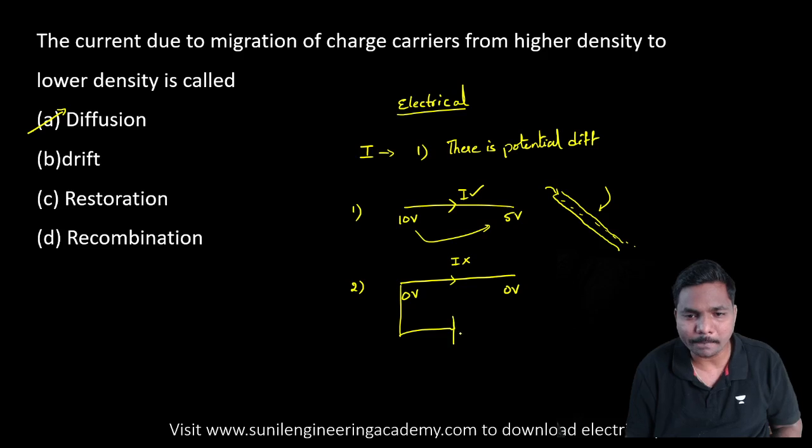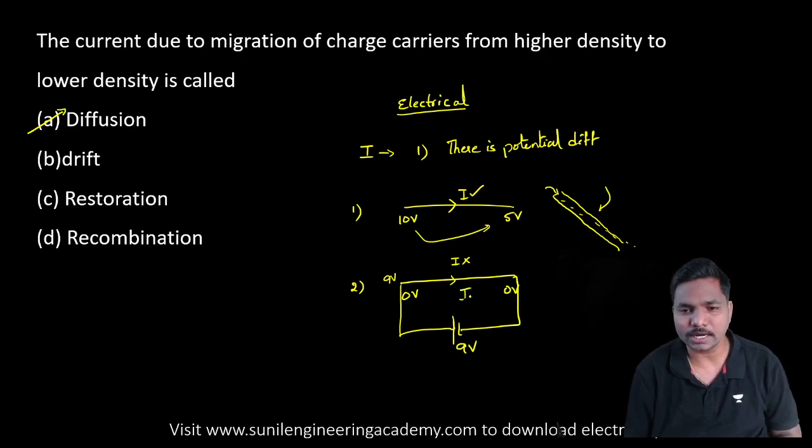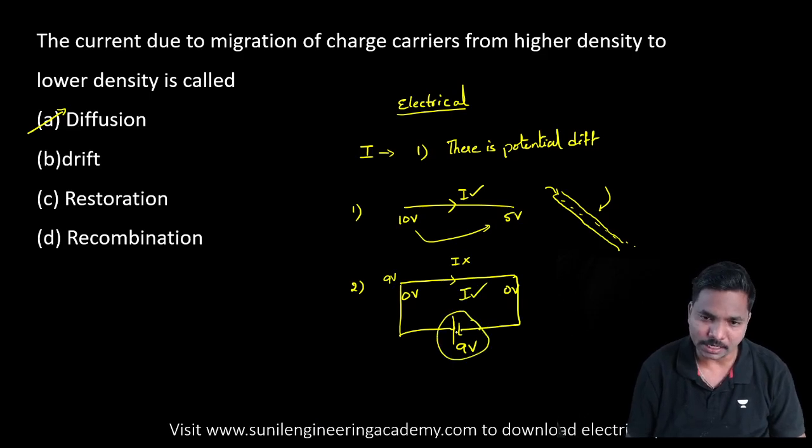You have to connect one battery, then this positive will become 9 volt, this negative will become 0 volt. Now there is a potential difference. Now the current is flowing. Correct. That means here by external supply, the current is flowing.